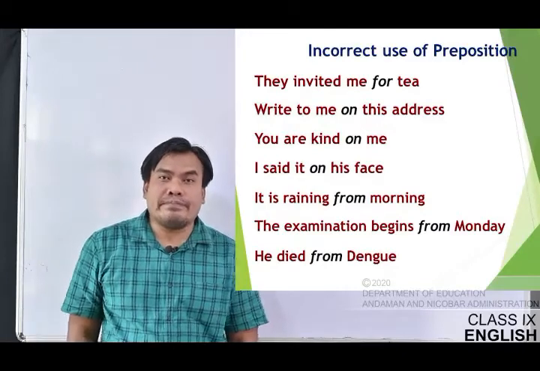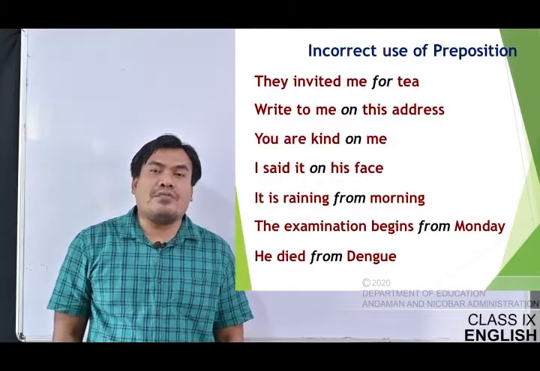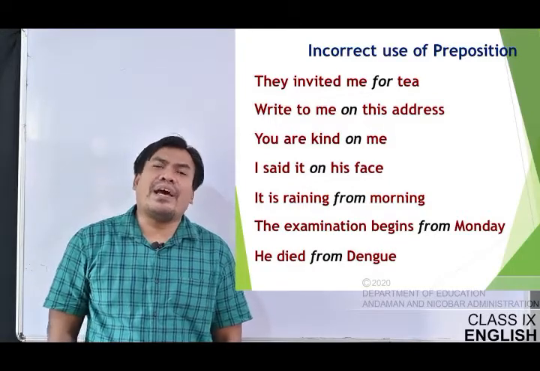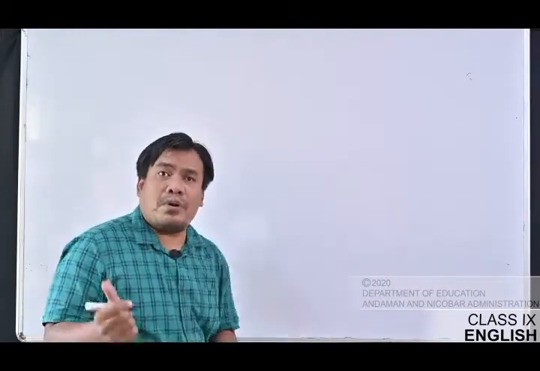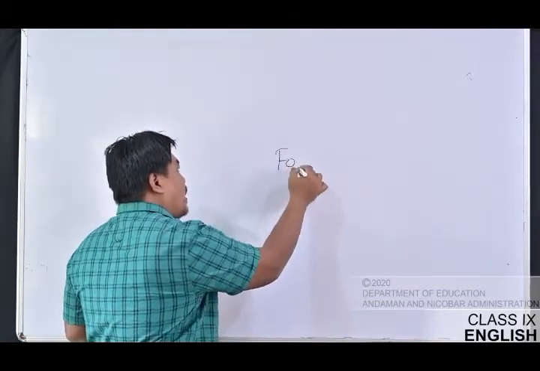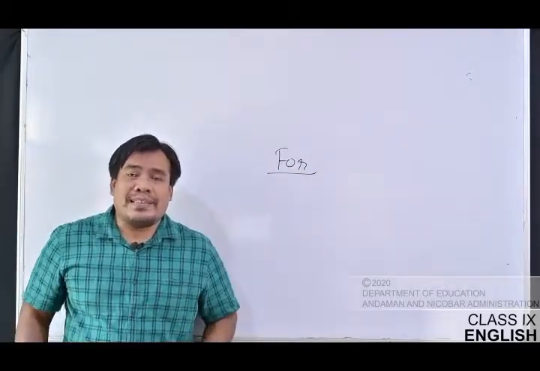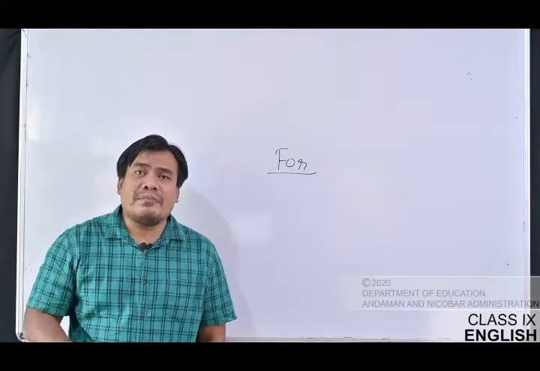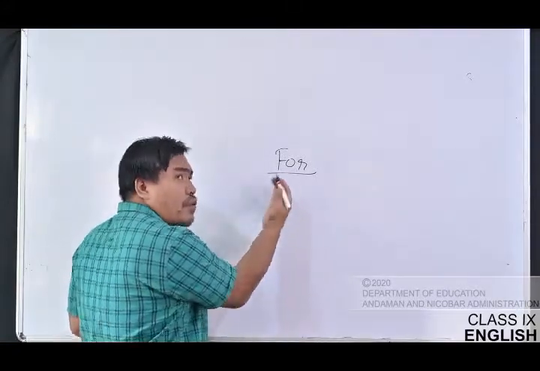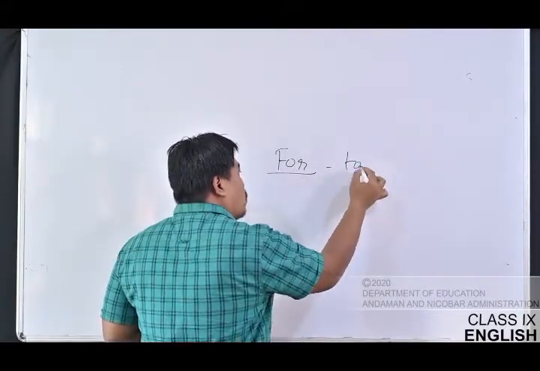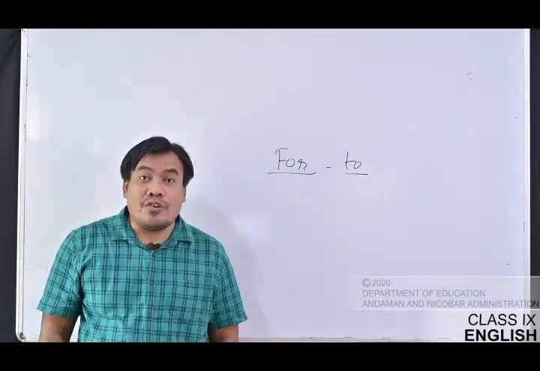Now, could you correct them? Let's have a look at the first one: they invited me for tea. What is wrong with that? Actually, for is one of the prepositions. But do you think it has to be used in that particular sentence? They invited me for tea is incorrect. Instead of saying for, you have to say to. They invited me to tea and not for tea.